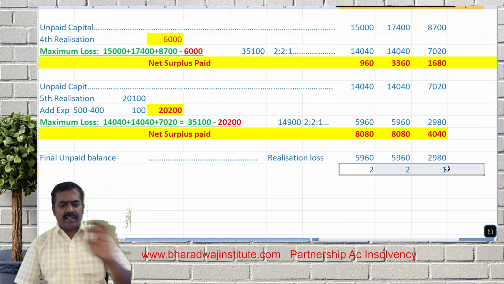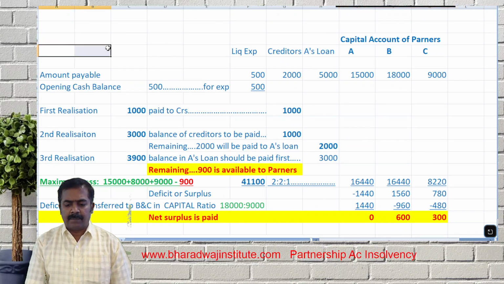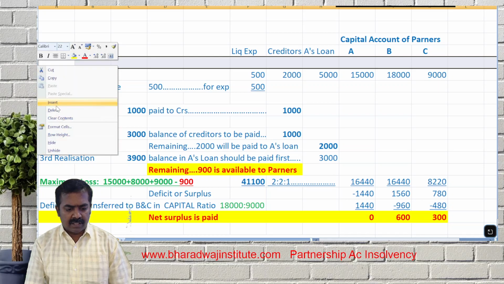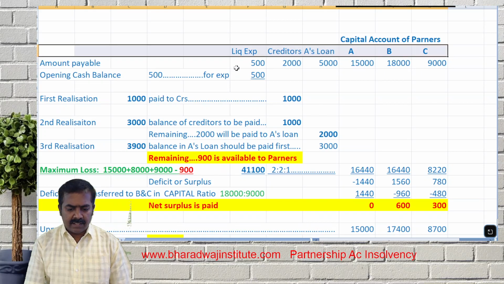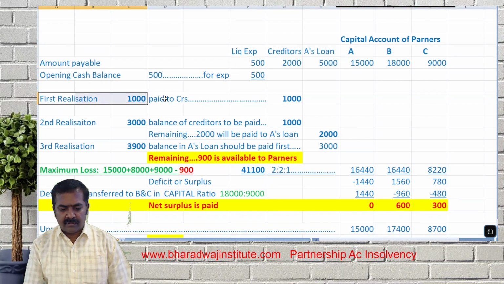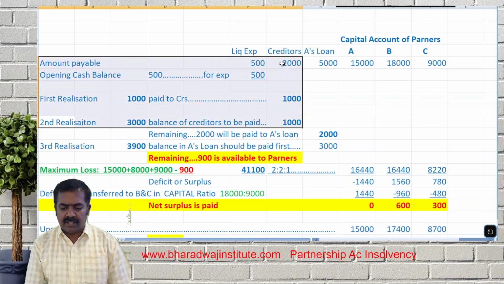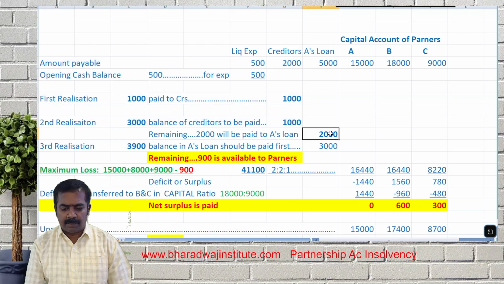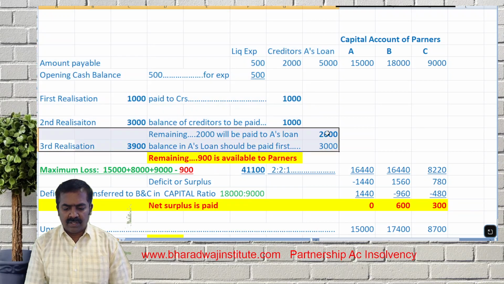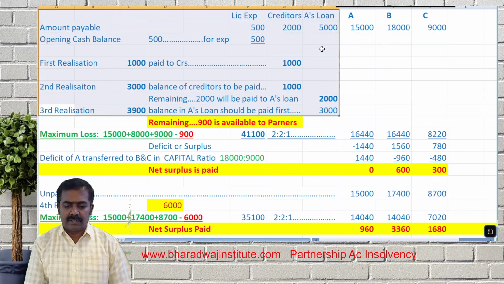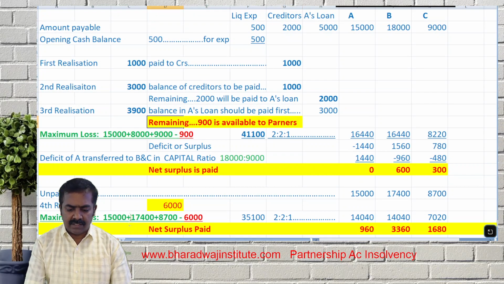Once again, I recollect the entire problem in a minute. Please pay attention. In this problem, what is the order of payment? First, provide for which one? Liquidation expenses, 500 we provided. Then first realization was paid to creditors. Second realization was first paid to creditors, and the remaining amount was applied to pay the partner's loan. After that, third realization also, 3,000 was used for settling partner's loan. How much is available for partners now? 900 is available.